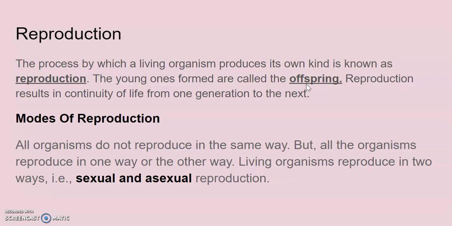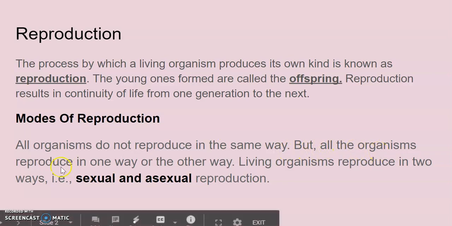Why is reproduction important? Reproduction is important as it results in continuity of life from one generation to next. Modes of reproduction. Modes means types of reproduction. All organisms do not reproduce in the same way, right? हर कोई organism same तरीके से reproduce नहीं करता, as we see in class 7. Plants reproduce differently and animals reproduce differently. But all the organisms reproduce in one way or the other way.